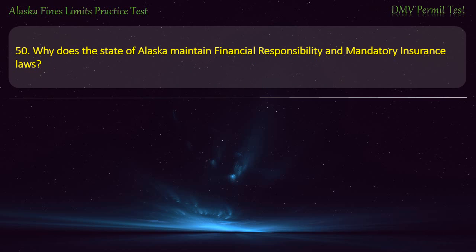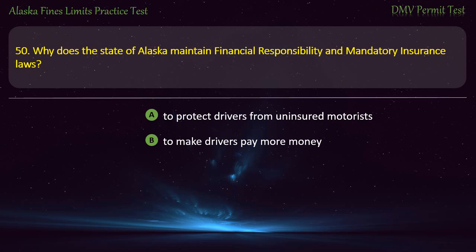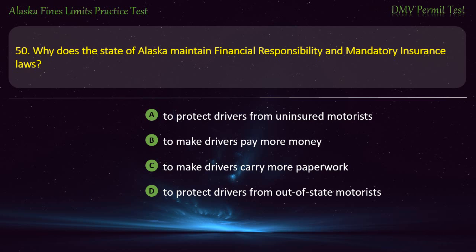Question 50. Why does the state of Alaska maintain financial responsibility and mandatory insurance laws? To protect drivers from uninsured motorists. To make drivers pay more money. To make drivers carry more paperwork. To protect drivers from out-of-state motorists. Answer: To protect drivers from uninsured motorists.